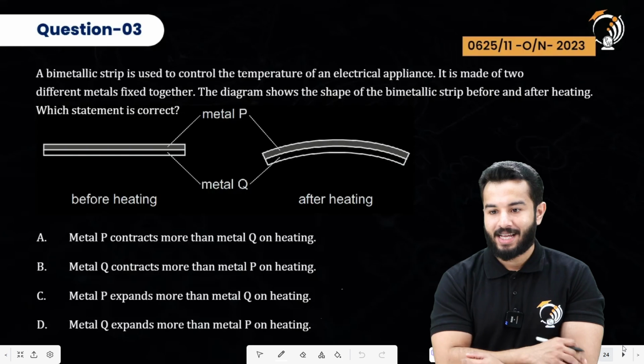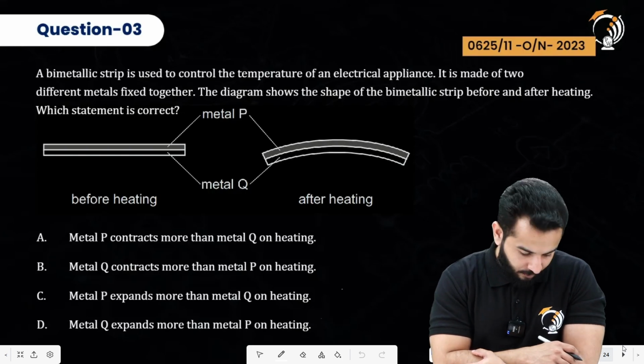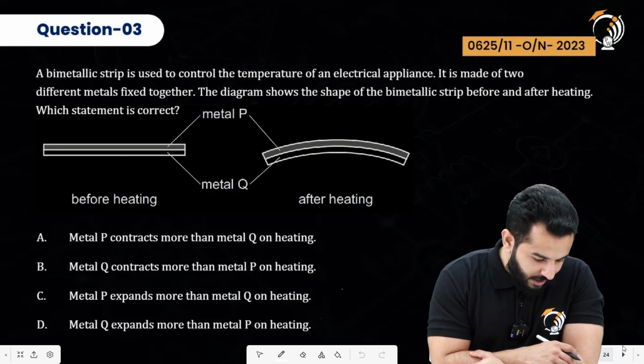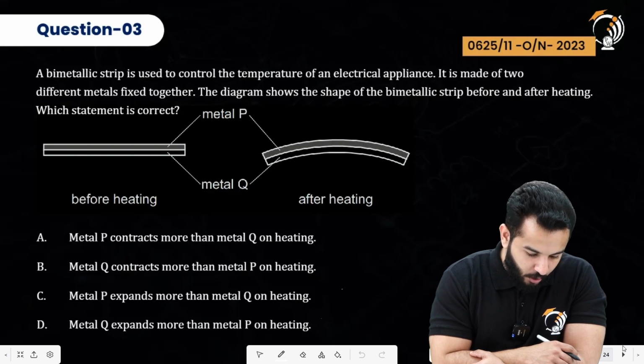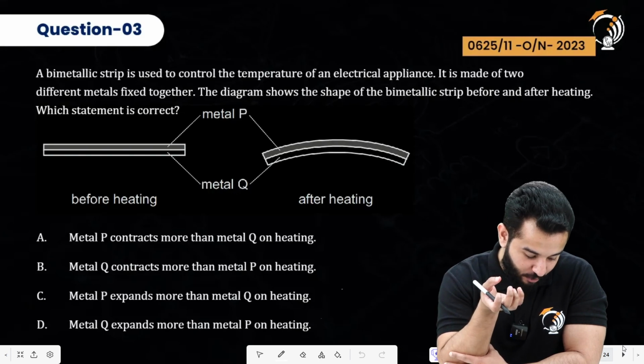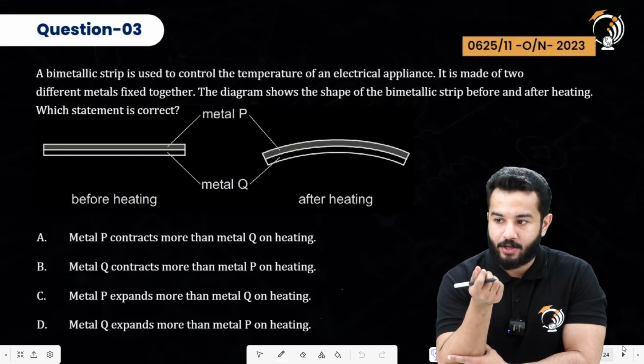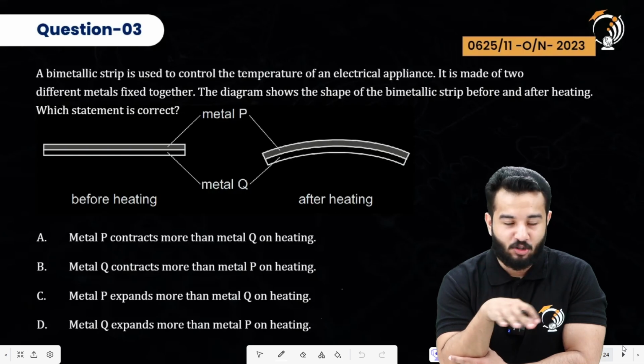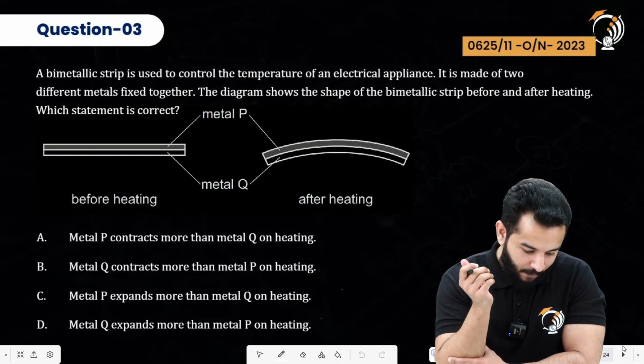Let's move to the next question. All right. Question 3 says a bimetallic strip is used to control the temperature of an electrical appliance. It is made up of two different metals fixed together. So we know what a bimetallic strip is, right? Now that's why I was saying that completing some theoretical concepts is very important. These questions are going to be very easy now.